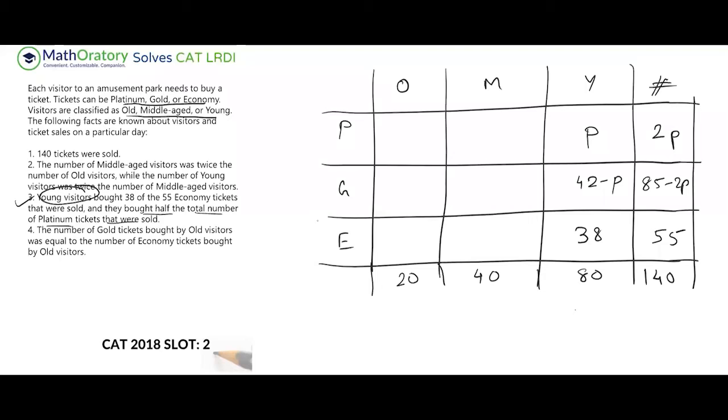was equal to the number of economy tickets bought by the old visitors. So we are comparing the old visitors, right? So these two blocks are what we are comparing. Gold tickets and economy tickets by old visitors, they are equal, right? So let me indicate this by some n. So these two values should be equal. So these are n, right?